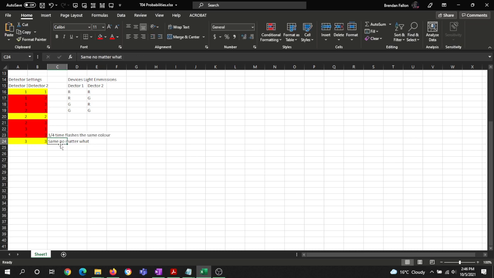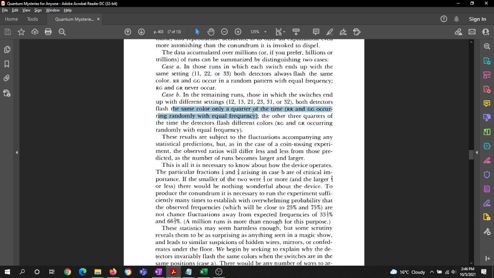I thought it was 1/3. Shouldn't it be the same flash, same color, only a quarter of the time? We're getting to the part where it's going to be a weird, not a quarter of the time. Because we're still thinking of them as classical particles here.